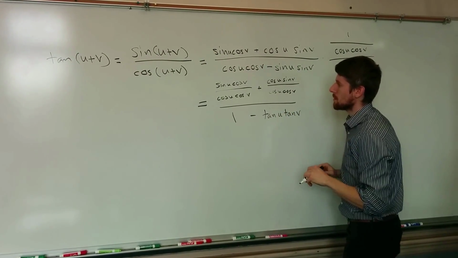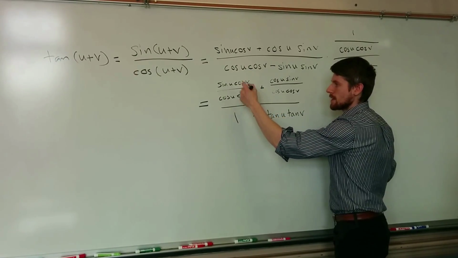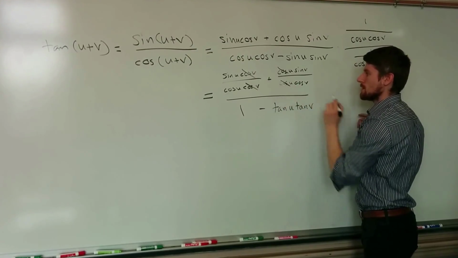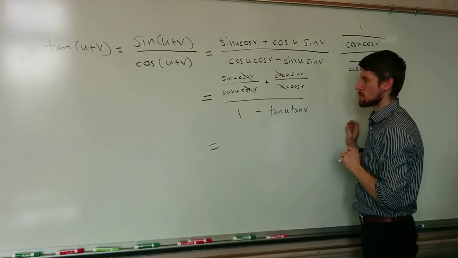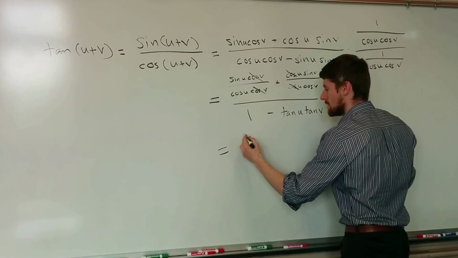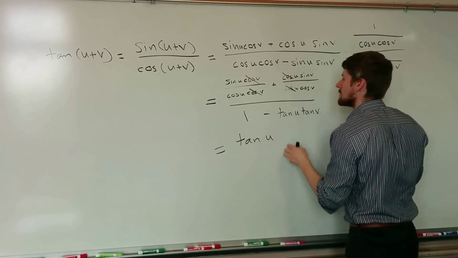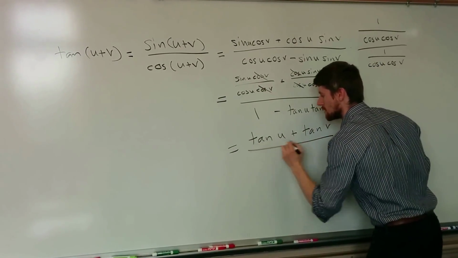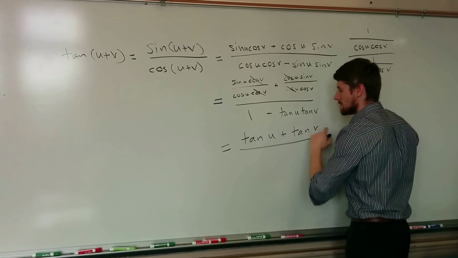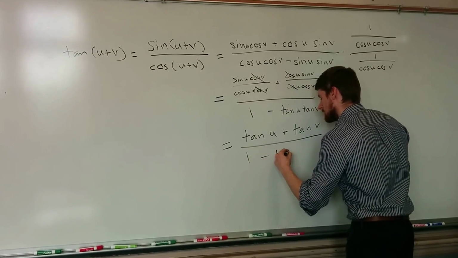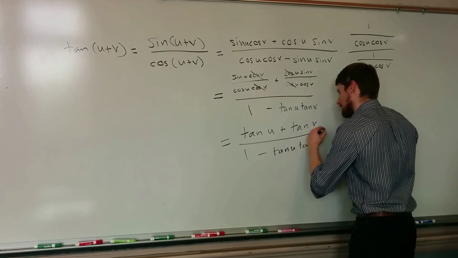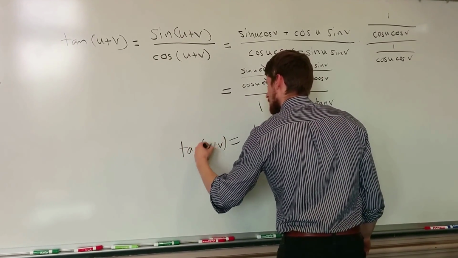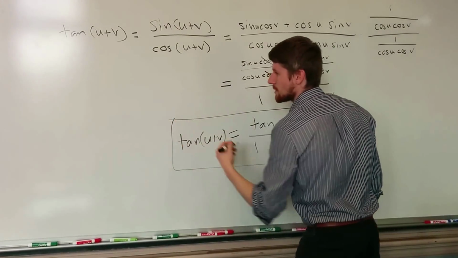Okay, so what do we got here? Well, there's a cosine v and a cosine v here, so those cancel. Cosine u and a cosine u here, and those cancel. So what are we left with in our numerator? Sine u over cosine u, tangent u, plus sine v over cosine v, tangent v. So tangent u plus tangent v, divided by 1 minus tangent u tangent v, and that's what we wanted. There's our angle sum identity.